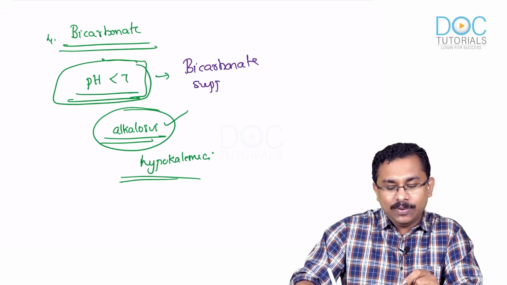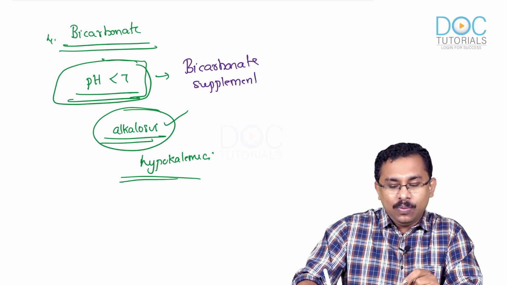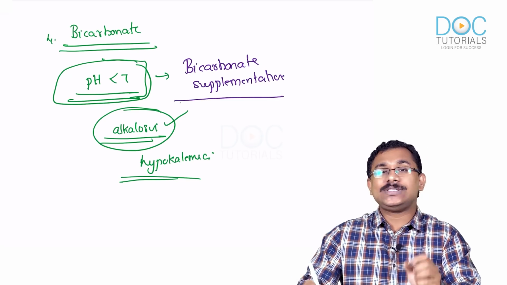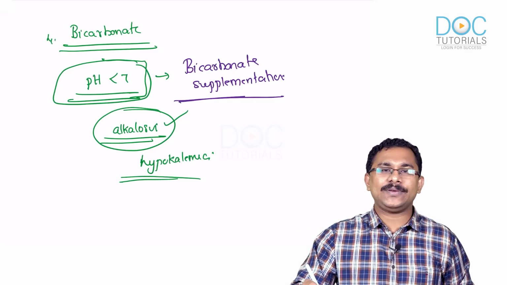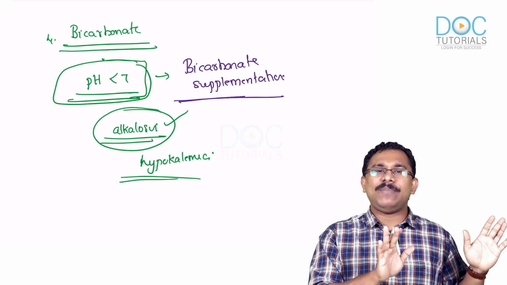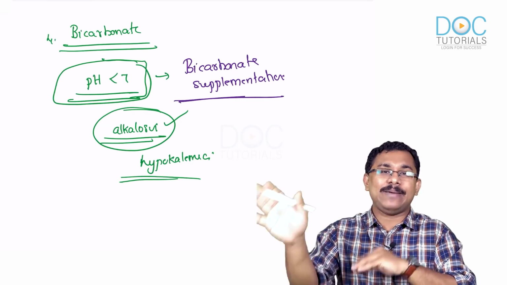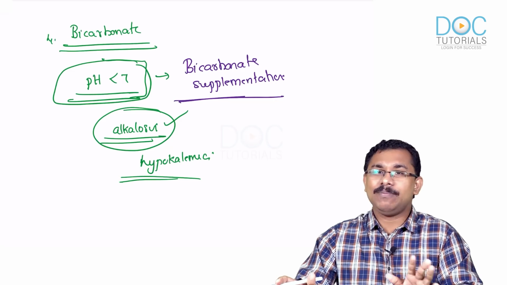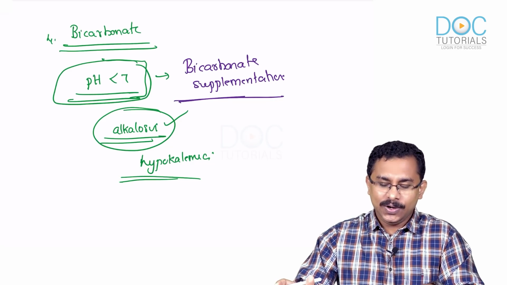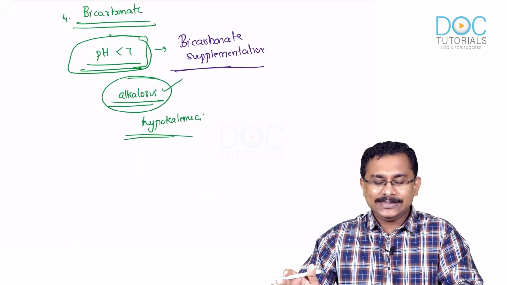And also remember one fact, once the pH goes above your 7.1 range, you will stop bicarbonate. So your role of bicarbonate is only to get your pH above 7. So only if there is acidosis, please do give your bicarbonate. All right. So regarding electrolytes, I have told you.